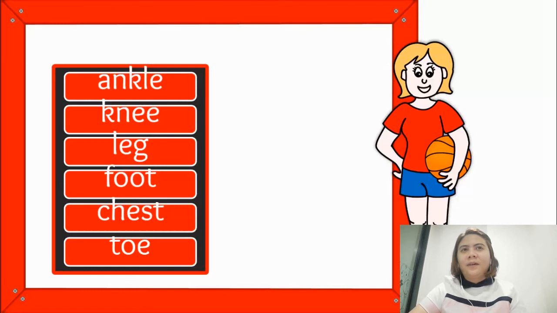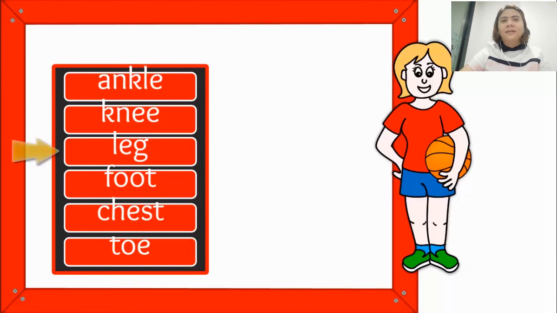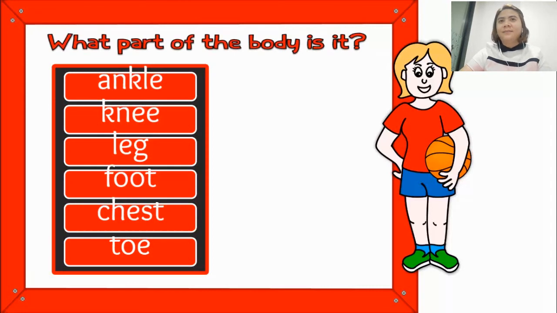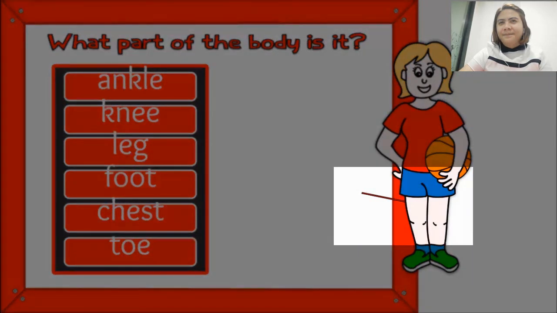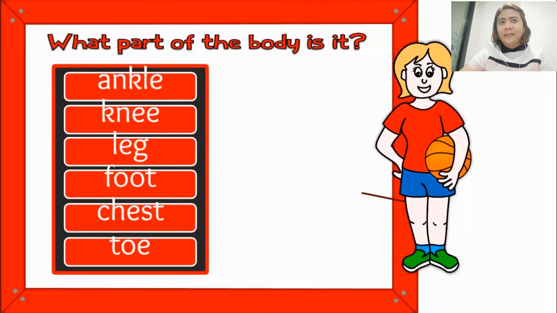So, can you still see those words? Again, let's read. Ready? Go. Ankle, knee, leg, foot, chest, toe. So, what part of the body is it? Look at the arrow. What part of the body is it? Is it the ankle, the knee, leg, foot, chest, or toe?